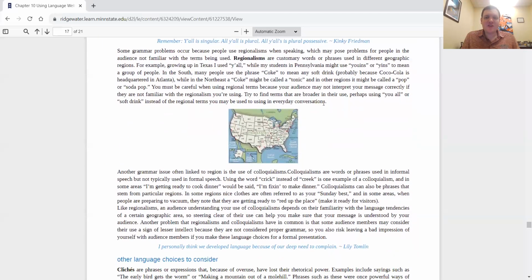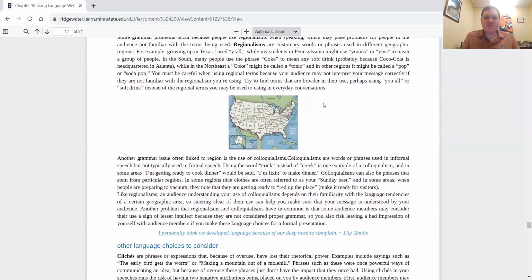Then it talks about regionalisms, our customary words or phrases used in different geographic regions. So using the word y'all has kind of happened in the South, used in Texas quite a bit. I use it here in Minnesota. I think that's fine. Pennsylvania, yins to mean a group of people. I haven't heard that one, but apparently in Pennsylvania, that's a thing.